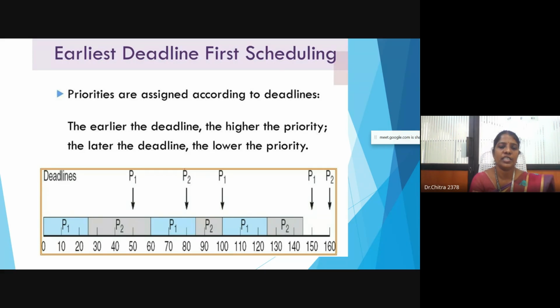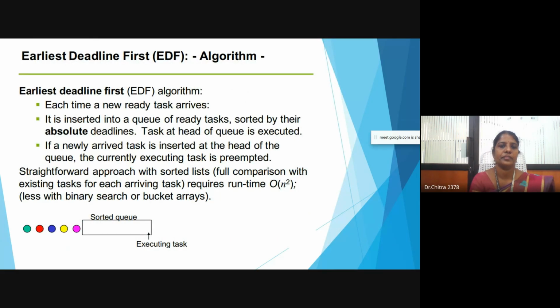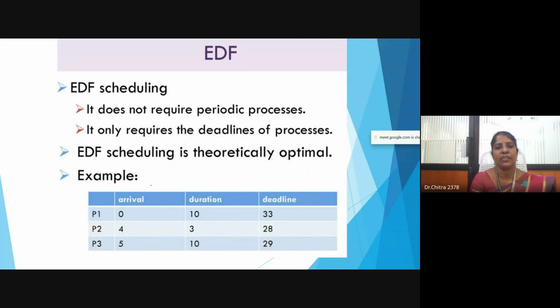So here the priority is assigned based on the deadline. The earlier the deadline, the higher the priority. The later the deadline, the lower the priority. Each time a new task comes, it is started according to its deadline. The same thing we can check here also. It does not require periodic processes; it only requires the deadline. And it's an optimal schedule. Theoretically, this is the optimal scheduling algorithm compared to the RMS scheduling algorithm.